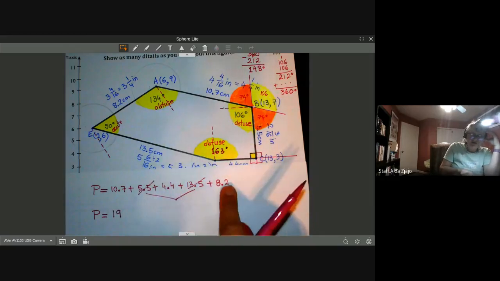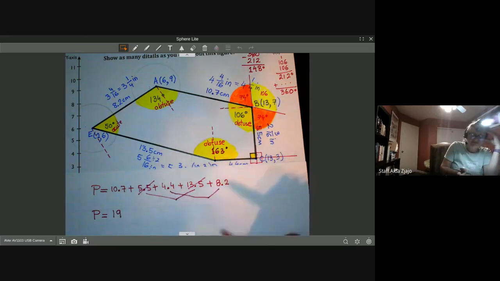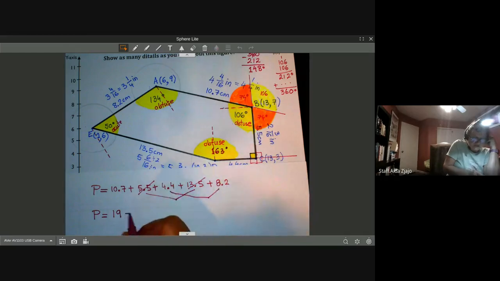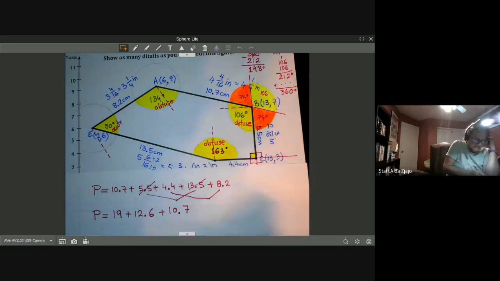4 and 2 are easy to add, so next I will use 4.4 and 8.2. So it would be 4 wholes plus 8 wholes, 12 wholes, and 4/10 and 2/10 is 6/10, so 12.6. And then I'm just going to add 10 and 7/10 right there. Now I'm moving further.